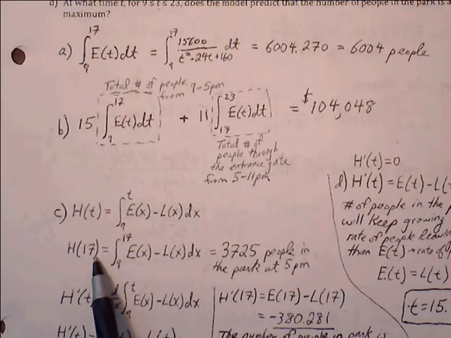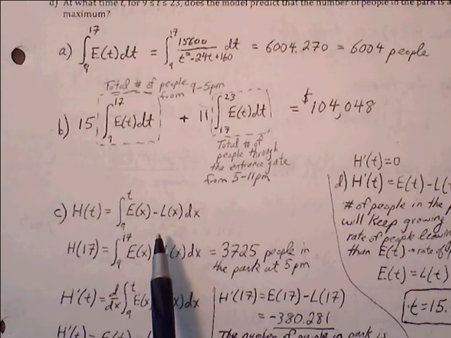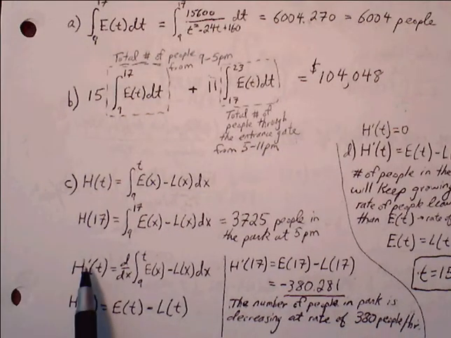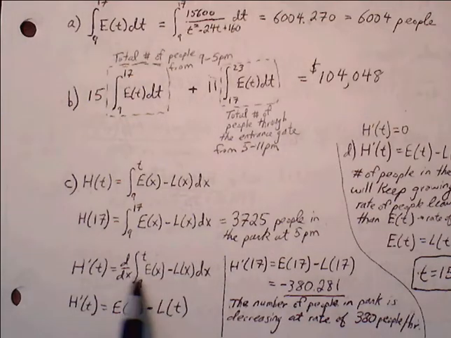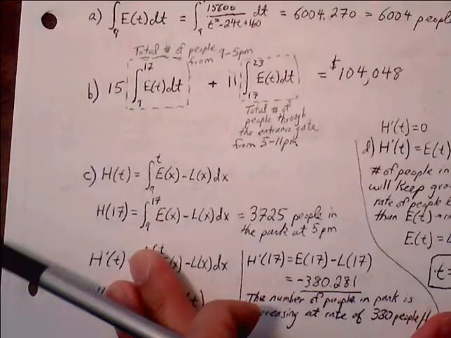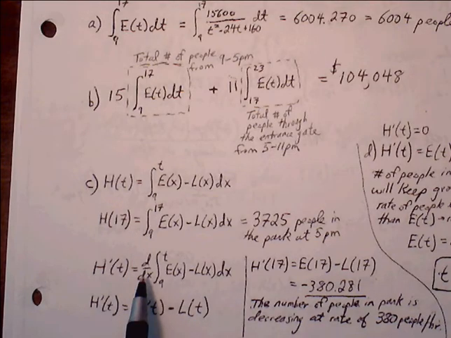All right, so we know h of 17, or h of t, represents the number of people in the park at any given time. But h prime of t will represent something a little different. If we find h prime of t, this will tell us the rate at which people are entering or leaving the park at that moment in time. We need to find h prime of t before we find h prime of 17. So h prime of t just means that we want to find the derivative of this integral. When we pair up a derivative and an integral next to each other, they essentially cancel out.